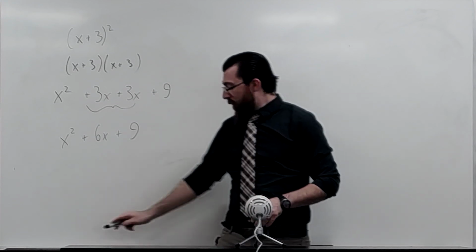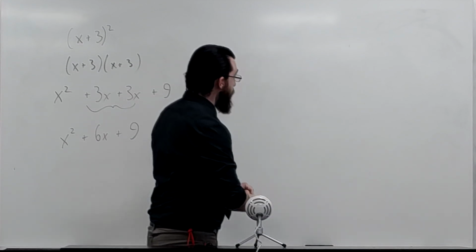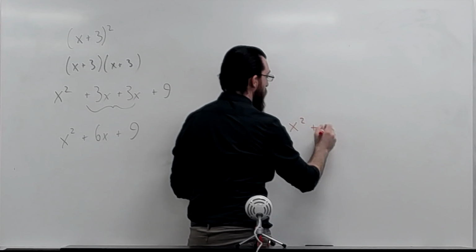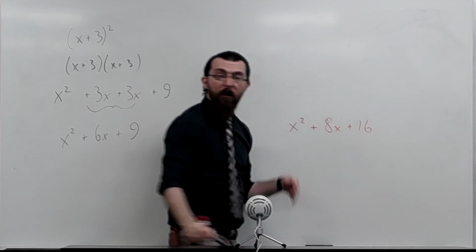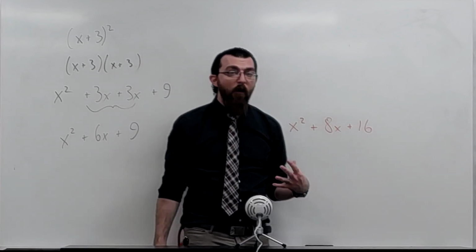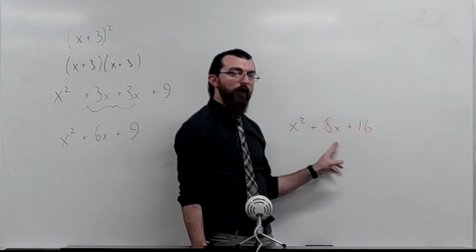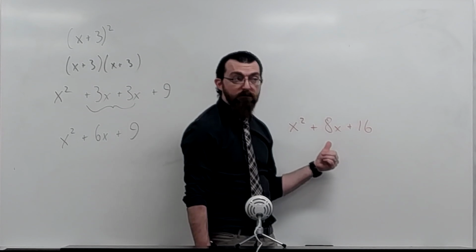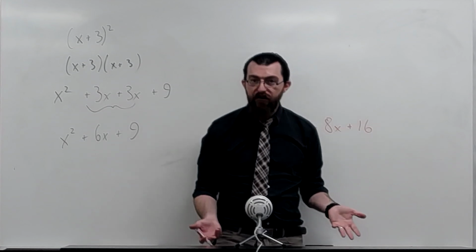Now, let's see if we can recognize how that works in reverse. Is this a perfect square? Well, in order to answer that, we just need to know what's half of 8, and is that the square root of 16? Well, half of 8 is 4. 4 squared is 16. Yes, this is a perfect square.